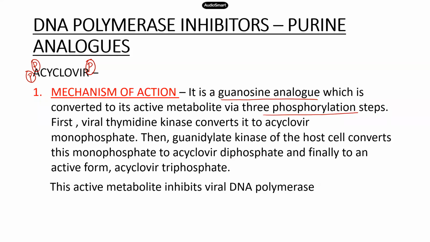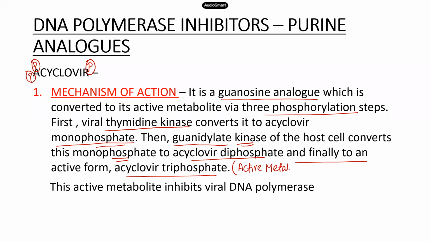So what happens over here is that first, when the cell takes up this particular drug, there's an enzyme of a virus called thymidine kinase. Kinases provide energy, and it converts acyclovir into acyclovir monophosphate, right? Then the host cell possesses another kinase, called guanylate kinase. This guanylate kinase converts the monophosphate into diphosphate and finally into a triphosphate. This triphosphate is the active metabolite.